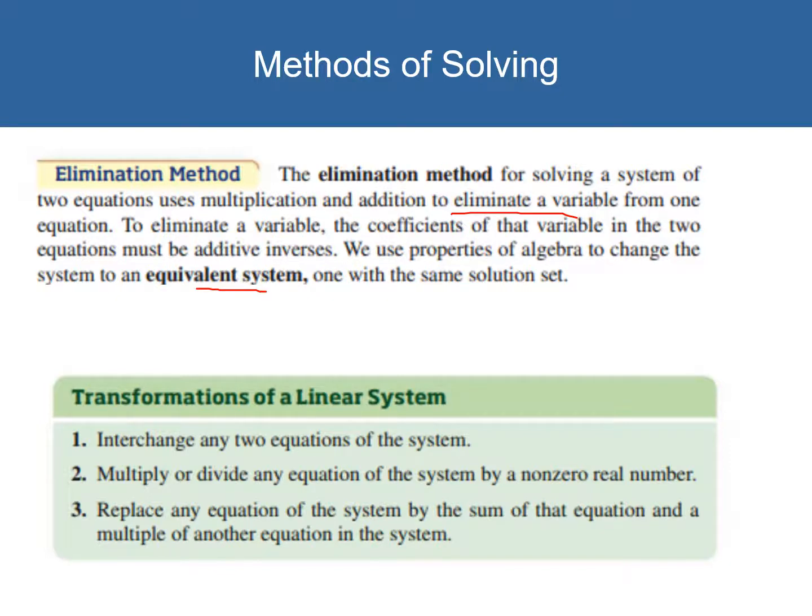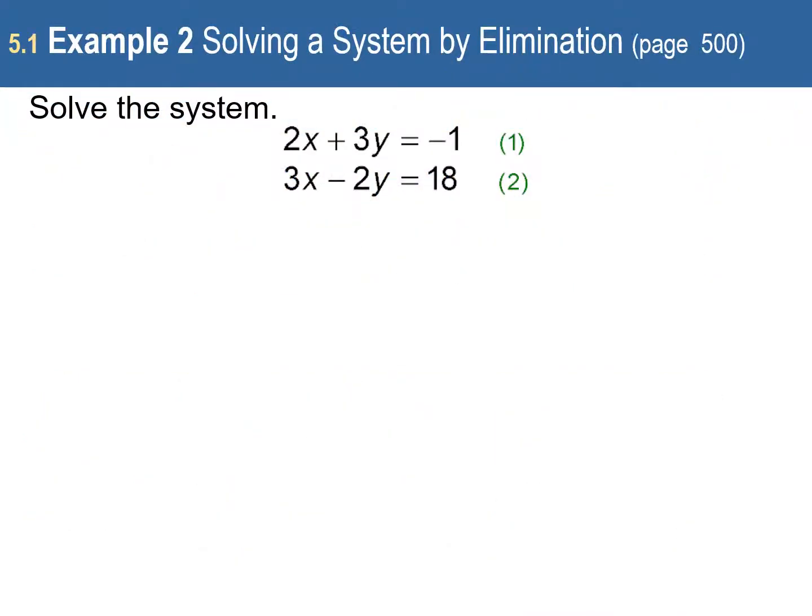Now, when we're transforming linear systems, we can always interchange the order of equations. We can multiply or divide by any non-zero number, and we can replace any equation of the system by the sum of that equation and a multiple of another. So, suppose I want to solve the system 2x plus 3y is -1 and 3x minus 2y is 18. You see how I'm numbering my equations? I'm going to refer to them.